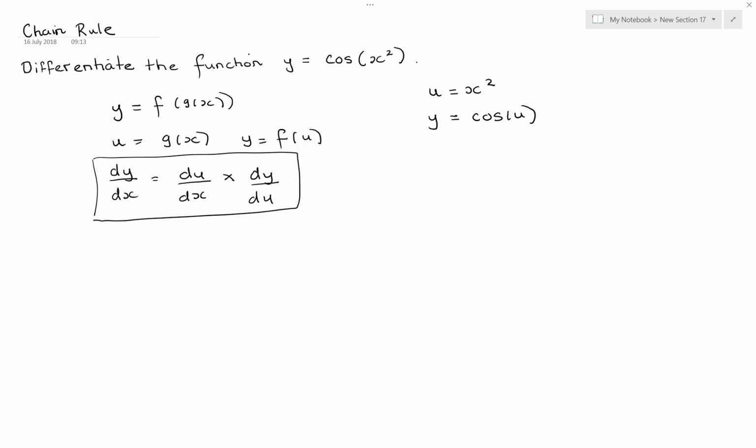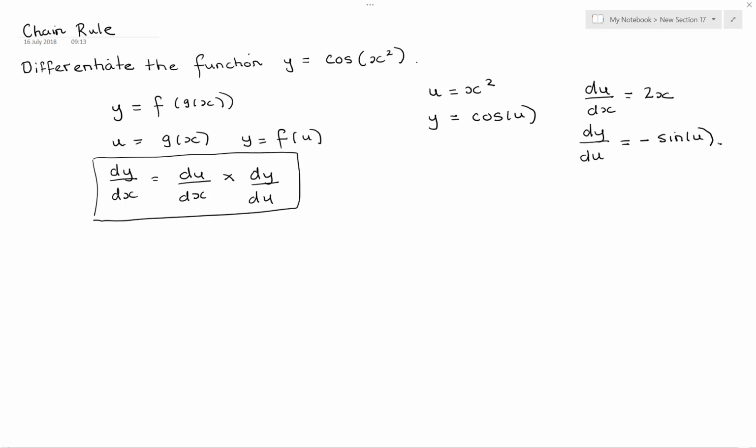So what else do we need to find? Well, we need to find this du by dx. We see du by dx, it just requires us to differentiate x squared, so that gives us 2x. And then we also need to find dy by du, so we need to differentiate y with respect to u. So dy by du requires us to differentiate cos of u, and we should recall that the derivative of cos of u is minus sine u.